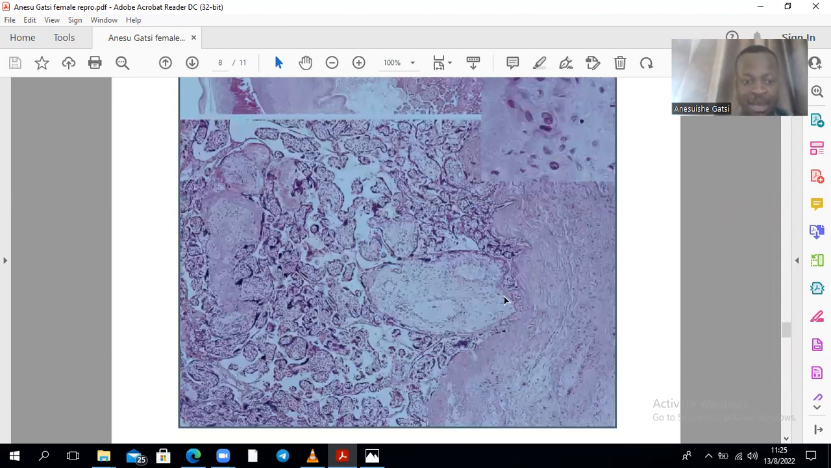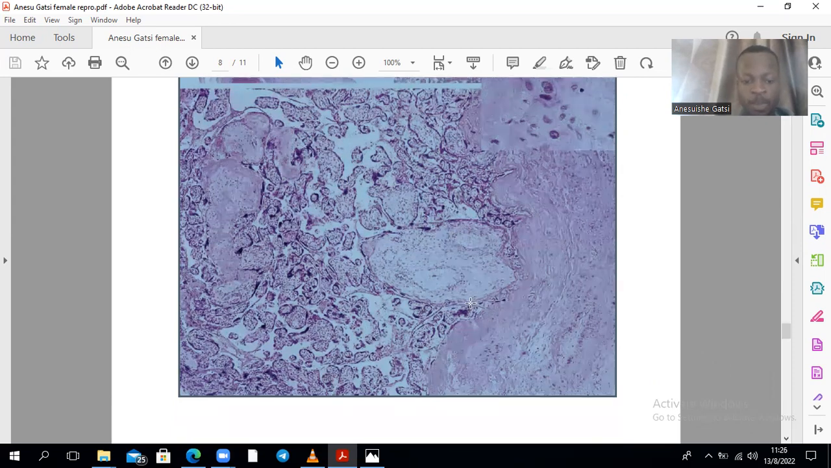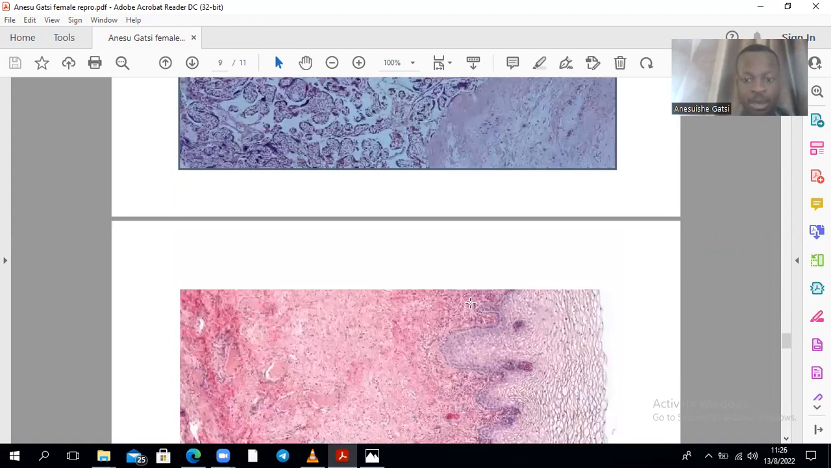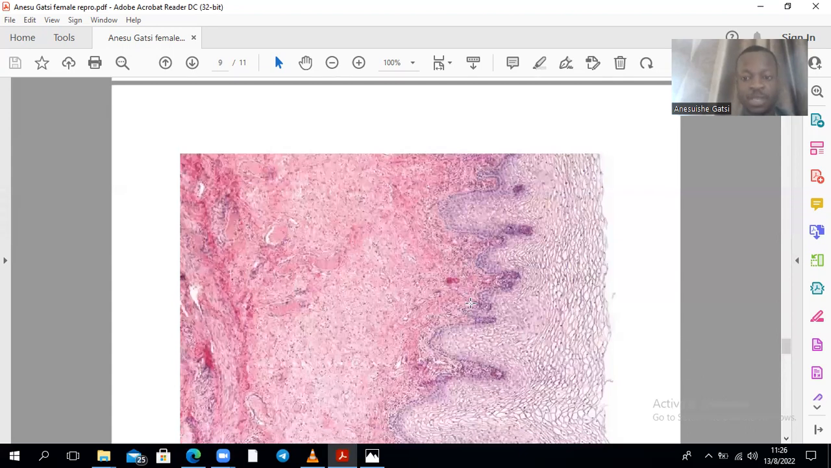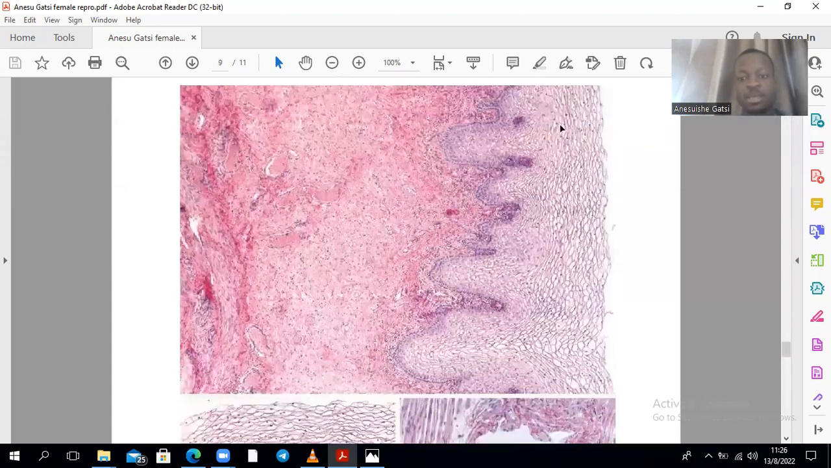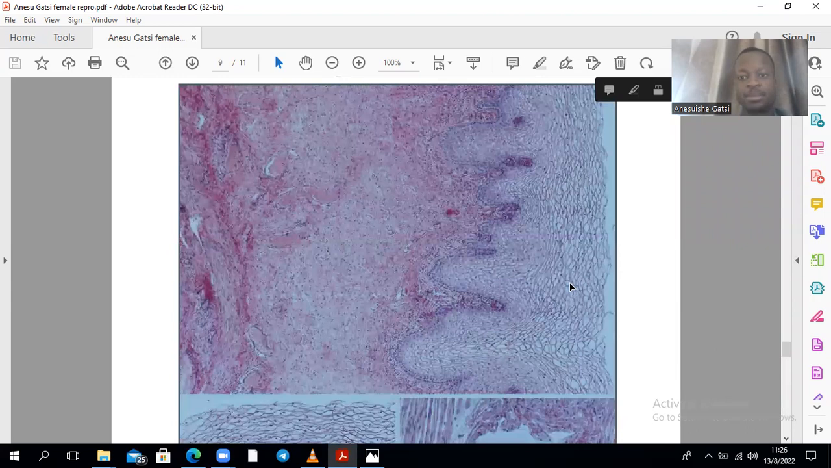Then this right here is a blood vessel within our chorionic villi. Then a classic picture of vaginal tissue, this one. You can even see the stratified squamous epithelium here. And this is connective tissue. That's a blood vessel right over there. There again, that's a blood vessel.